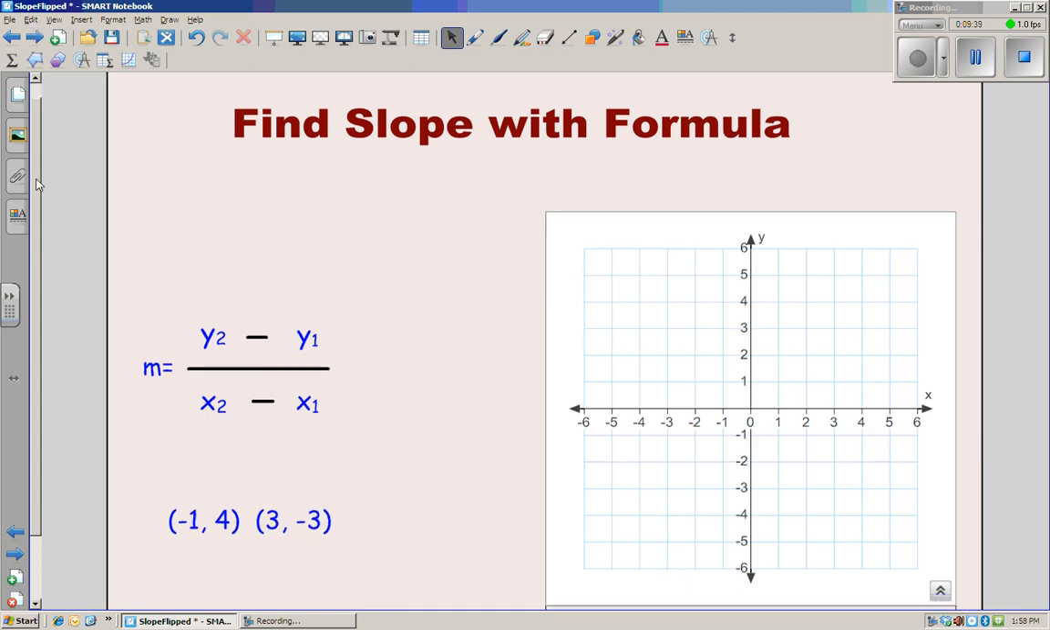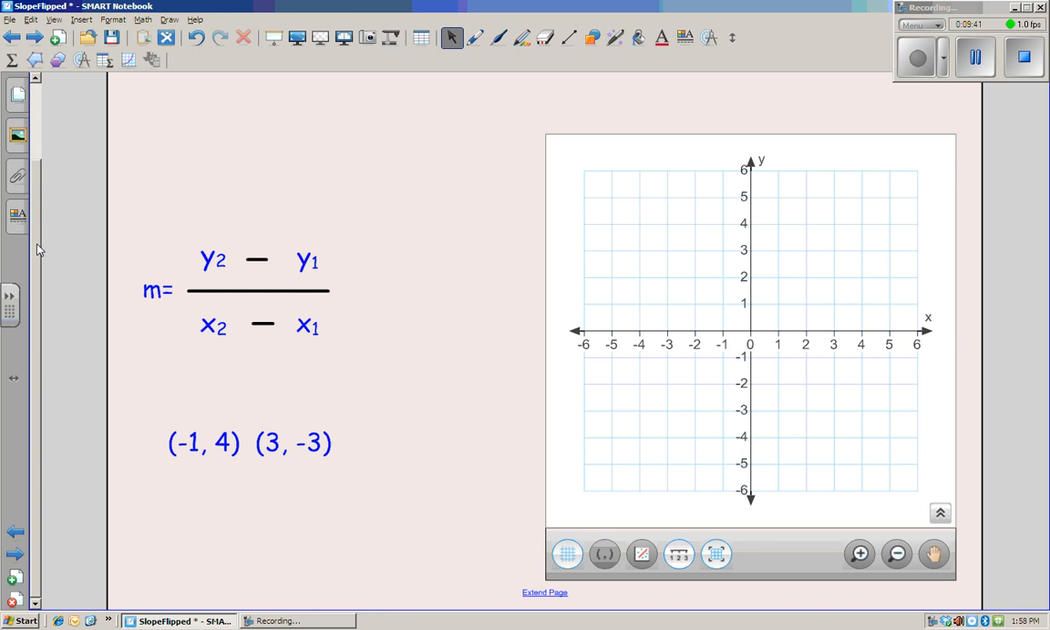Let's try one last one. Please pause your recording now, graph them out, and find the slope. My first point is at negative 1, 4, which is down 1 over 4. My second point is at 3, negative 3, which I'm actually going to keep the same color, which is up 3 over 3. And there is my line right there.